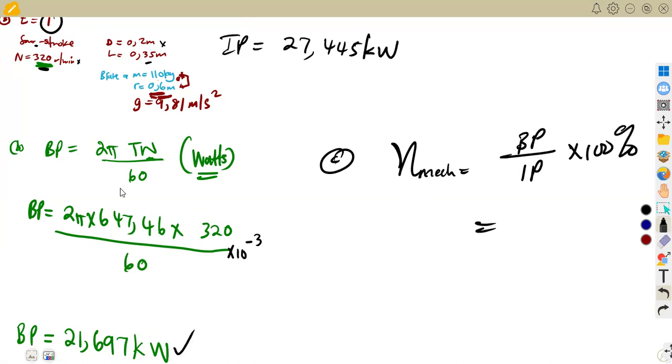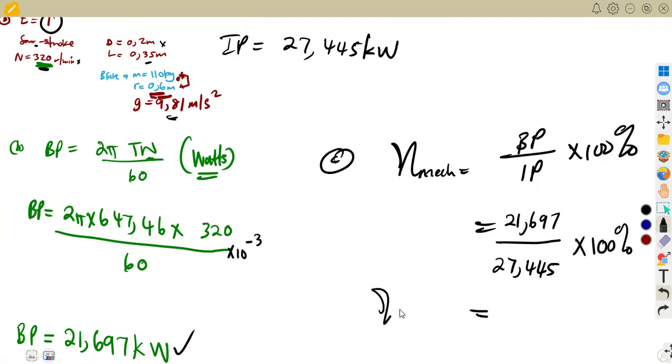The one that we got, if for our torque we used 9,81, was 21,697. Like I said, textbooks can use any other value. Divided by 27,445, times 100%. So this is going to give us the mechanical efficiency of 79,056%. That is the mechanical efficiency in that case.